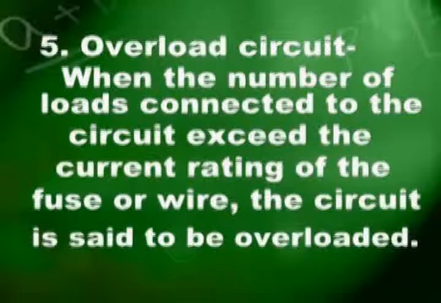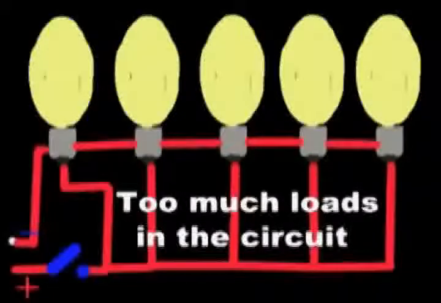Number 5. Overload circuit. When the number of loads connected to the circuit exceed the current rating of the fuse or wire, the circuit is said to be overloaded. This is a circuit condition where there are too much loads connected in the circuit.